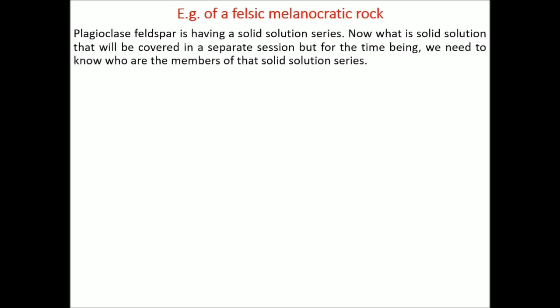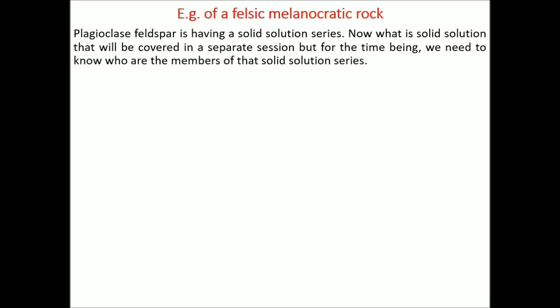And for that, we have to know something about plagioclase feldspar. Plagioclase feldspar, CaAl2Si2O8. This is the chemical formula of plagioclase feldspar, and it is actually a solid solution series.